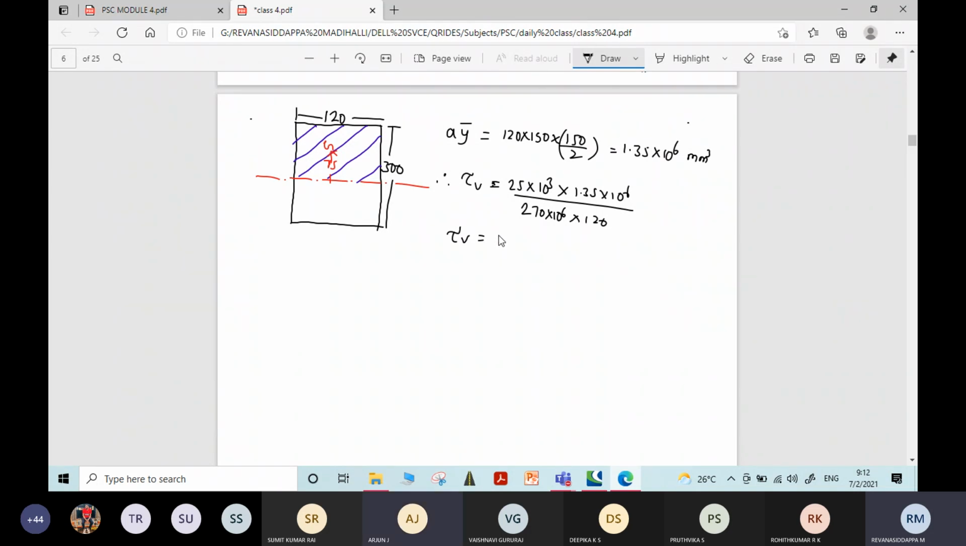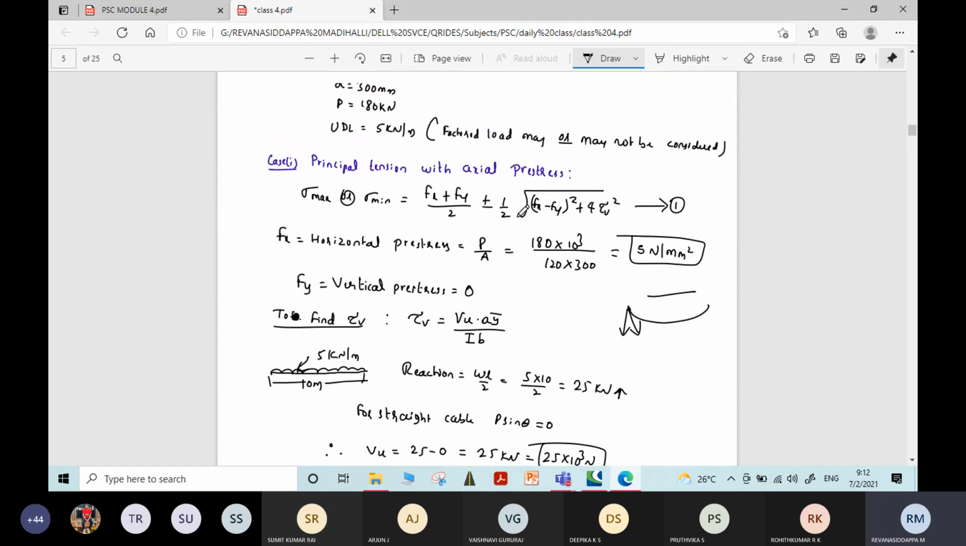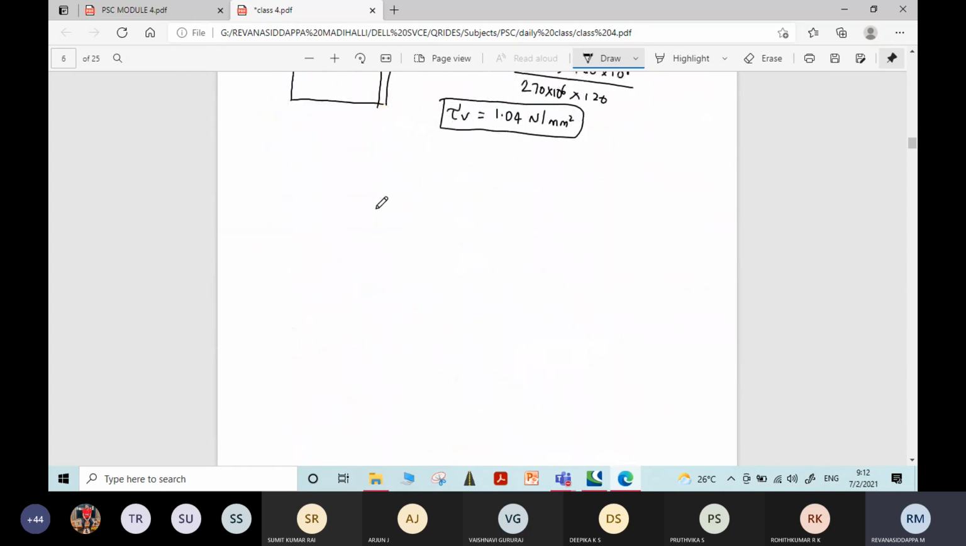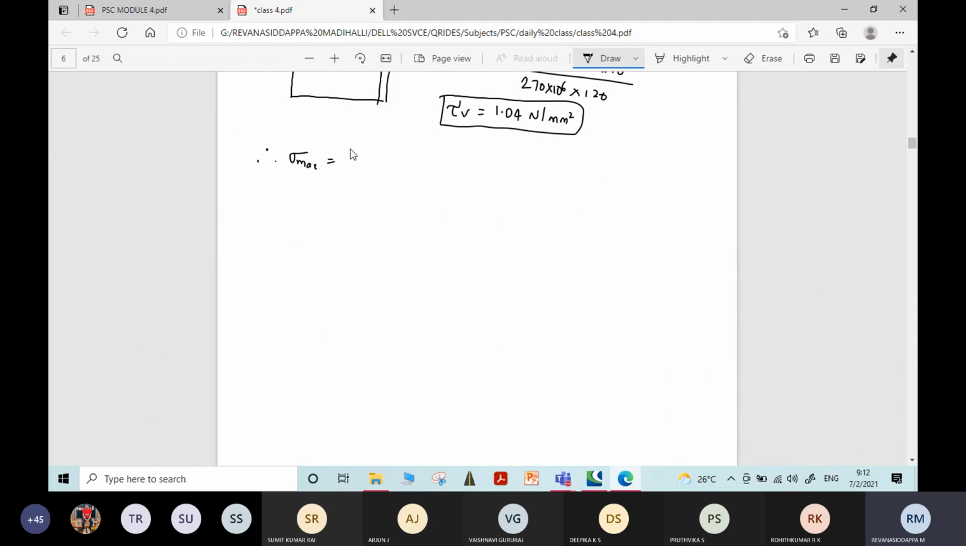It's 1.04 Newton per mm square. Okay, I think all the required parameters are known. So just substitute and get the principal tension value, sigma max. Therefore, sigma max is equal to (Fx plus Fy) whole divided by 2.